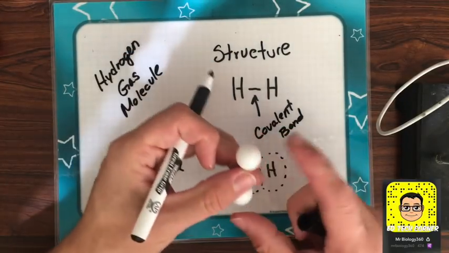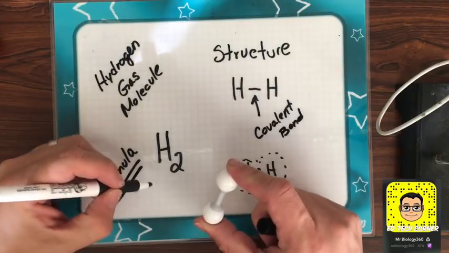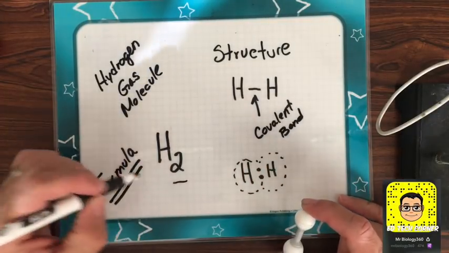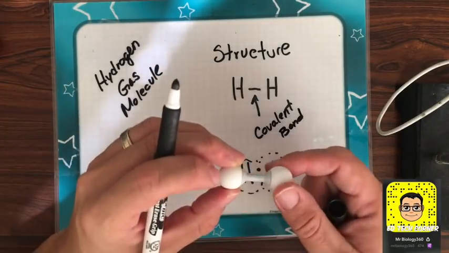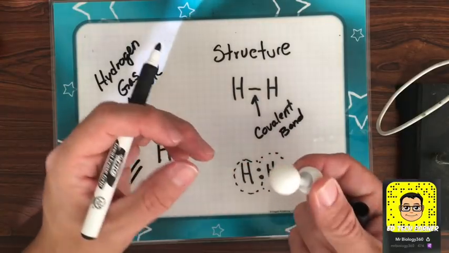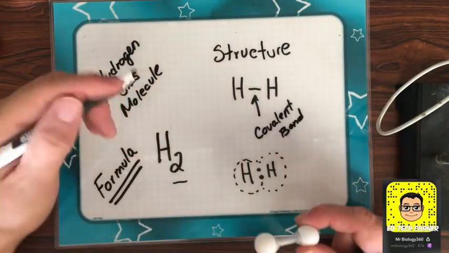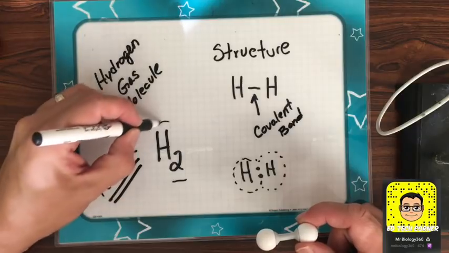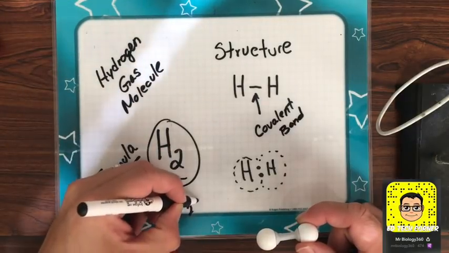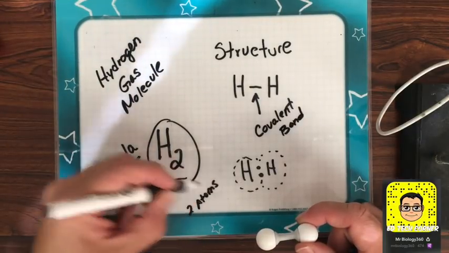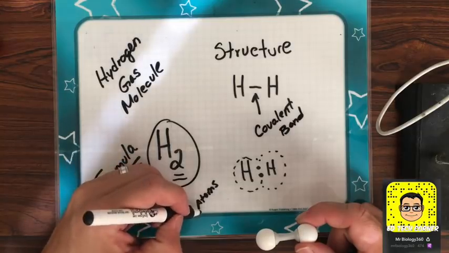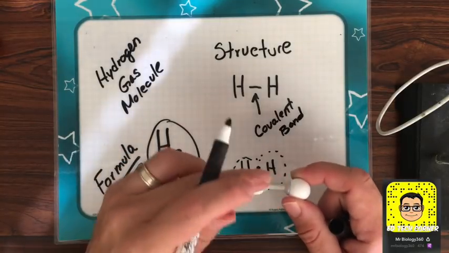This is 1 molecule that has 2 atoms. It's very important that you understand the difference between molecules and atoms. One molecule with 2 atoms, that's what that means. Which 2? Well, obviously hydrogen atoms.